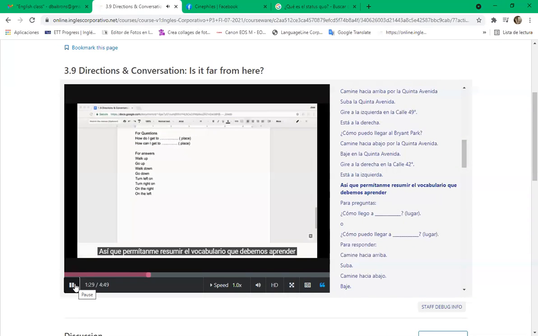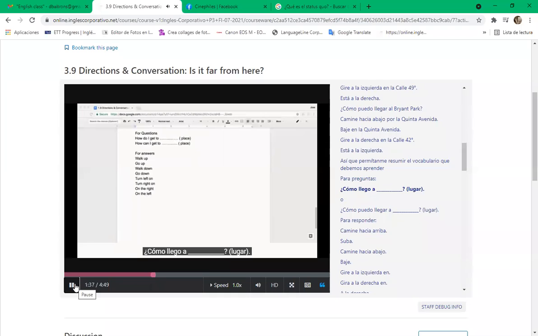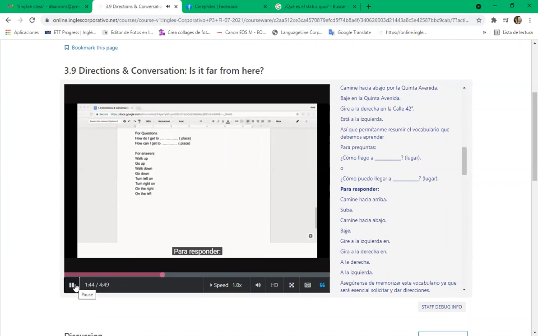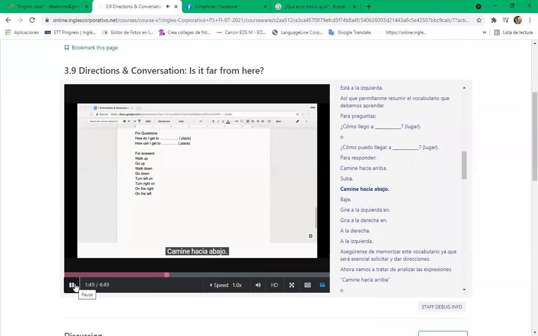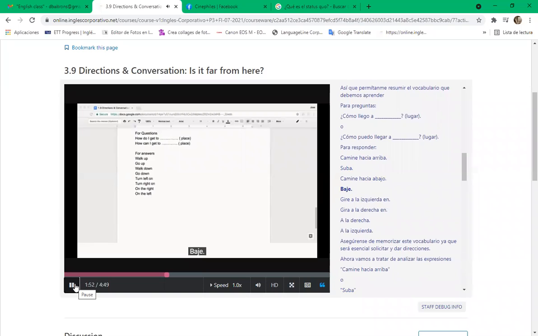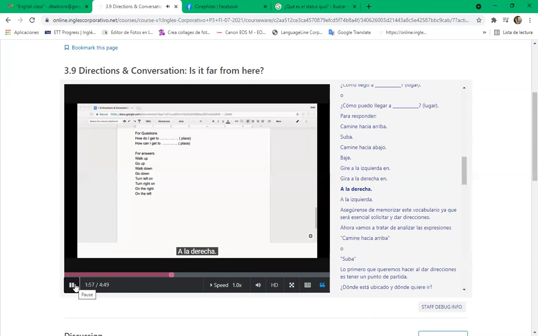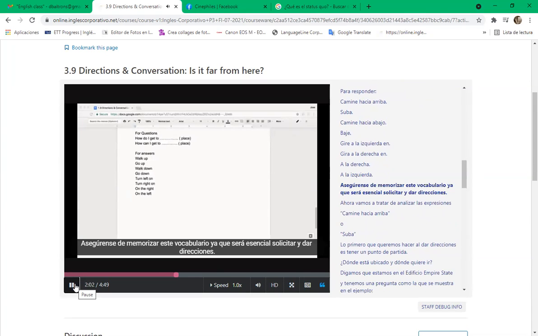So let me summarize the vocabulary we must learn. Four questions. How do I get to, and we mention a place. Or, how can I get to, then we mention a place. Four answers: walk up, go up, walk down, go down, turn left on, turn right on, on the right, on the left. Make sure you memorize this vocabulary as it will be essential to ask for and give directions.